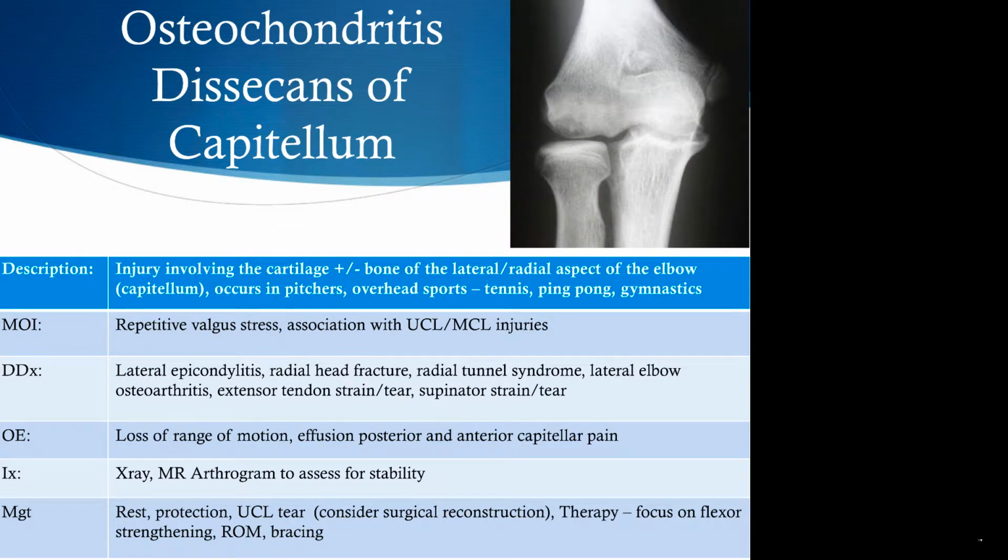Osteochondritis dissecans of the capitellum. So this is an injury involving the cartilage plus or minus bone of the lateral radial aspect of the elbow, or capitellum. It occurs in pitchers or overhead athletes: tennis, ping pong, gymnastics, quarterbacks in football.